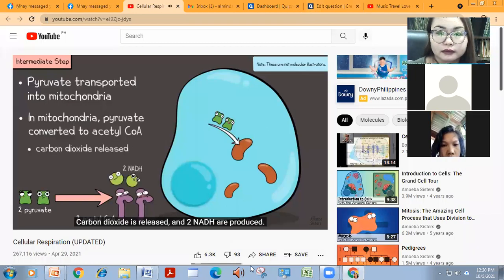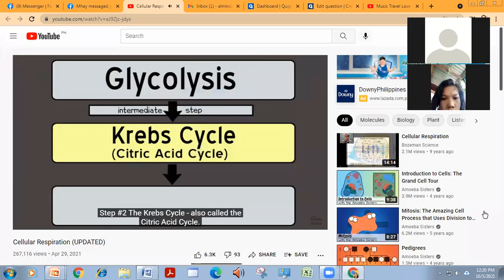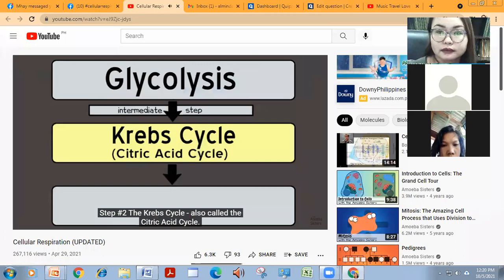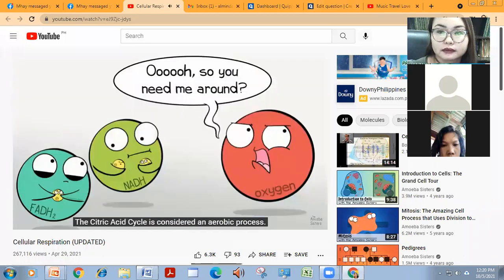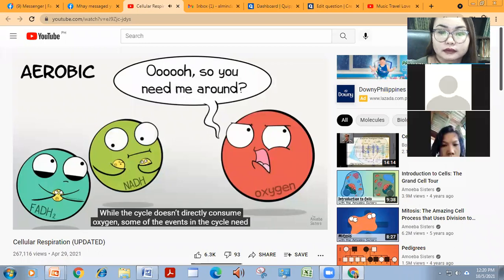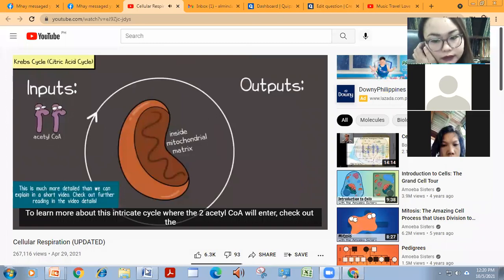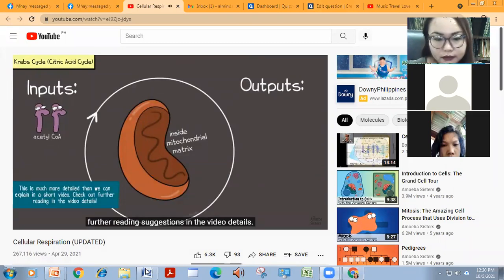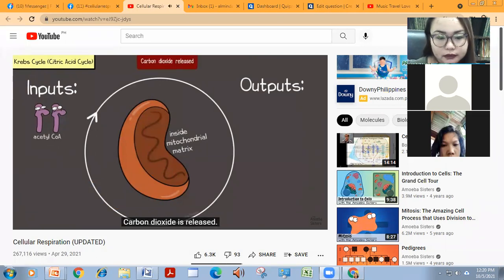Step 2, the Krebs cycle, also called the citric acid cycle, still in the mitochondrial matrix. The citric acid cycle is considered an aerobic process. While the cycle doesn't directly consume oxygen, some of the events in the cycle need oxygen to continue. To learn more about this intricate cycle where the 2 acetyl-CoA will enter, check out the further reading suggestions in the video details. Carbon dioxide is released.